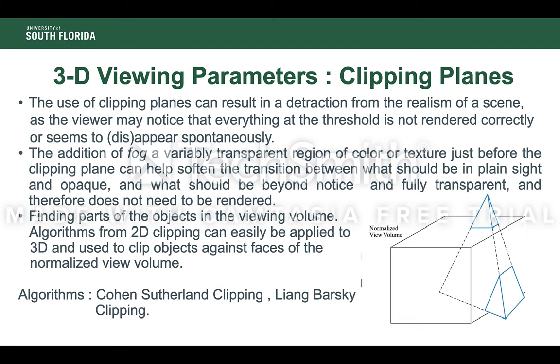clipping planes lead to a result which is nothing but a distraction from the realism or the reality of the scene, as you may notice that everything at the threshold is not rendered correctly and there might be things which may disappear spontaneously. So adding a variable fog transfer region of color or texture just before the clipping plane can help soften the transition so that you don't have that issue which makes you feel that something is disappearing spontaneously. So you get to know what should be in plain sight and what should be opaque, and what should be beyond notice and fully transparent and therefore does not need to be rendered.